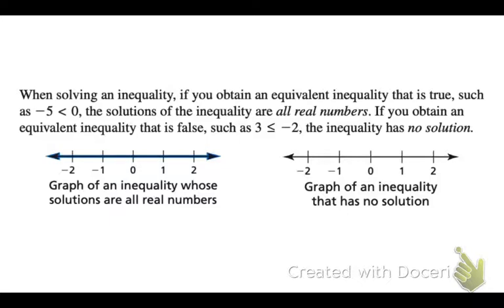It's true, negative 5 is less than 0. So the solutions of the inequalities are all real numbers, okay? If you obtain an equivalent inequality that is false, such as 3 is less than or equal to negative 2, the inequality has no solution. So these are just showing you the graphs of all real numbers, right? The entire number line. We could substitute in any value for the variable, and it would be true. And then for no real solutions, there's nothing that we could graph if we had to graph it. So I don't believe we're going to be asked to graph some of these.